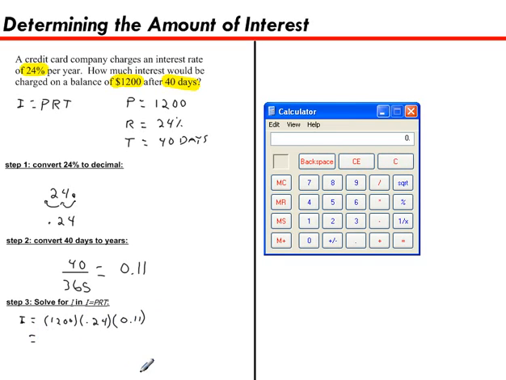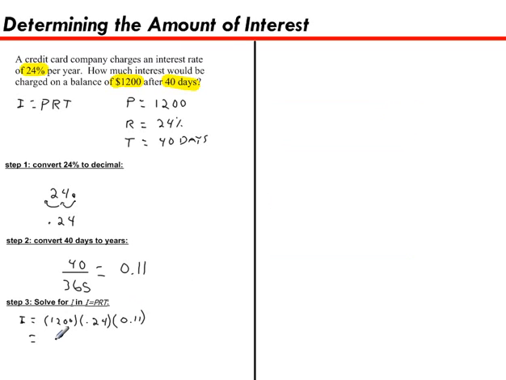I'm going to go ahead and bring up my calculator for this. Since it's a string of multiplication, I can do it all in one shot. So I have 1200 times 0.24 times 0.11, and I get an interest of 31.68. And the amount of interest is in dollars. Let's not forget that. And that's our final answer. So our credit card bill has actually grown by an amount of $31.68.